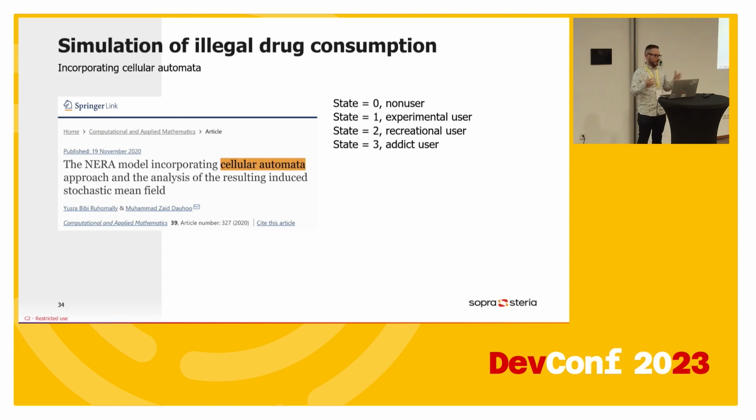How did they do that? They built cellular automata. They figured out what kind of states their cells can have, and there were cells with 4 different states. State 0 was non-user of drugs. State 1 was experimental, so maybe during a party someone can smoke some pot or stuff like that. The second one is recreational, which is repetitively smoking or taking drugs. And the third one, or fourth one in this case, is a real addict user of drugs.